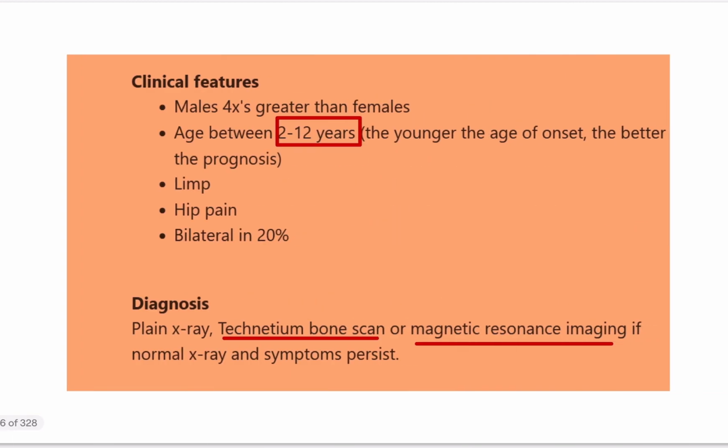Now the clinical features. Most of them are male, four times more than female. The age group is between 2 to 12 years. There is limb and hip pain, and it is bilateral in 20% of cases. Here the age group is very important.